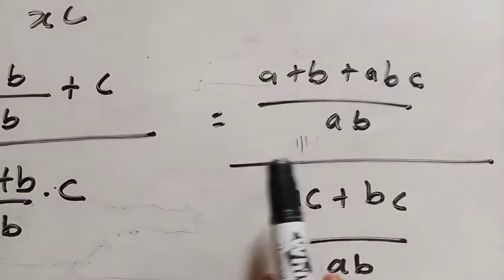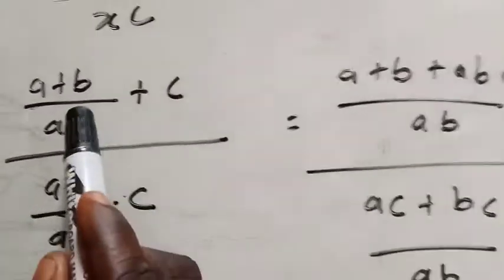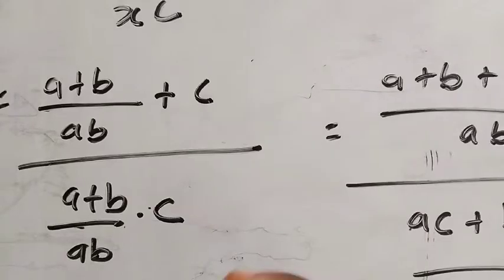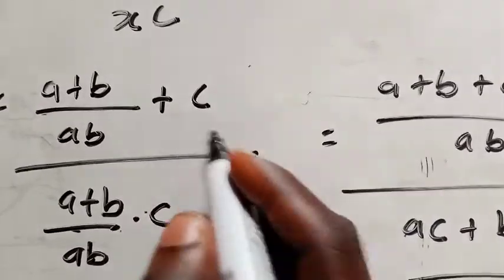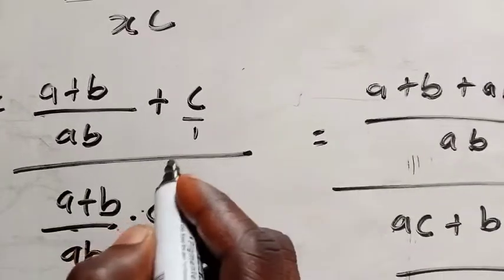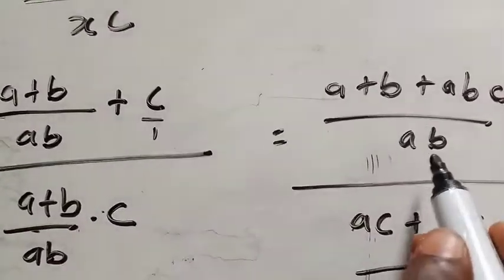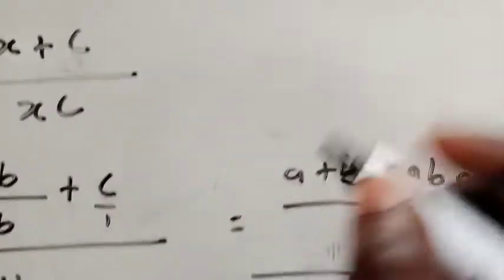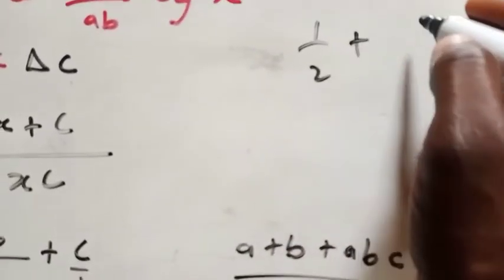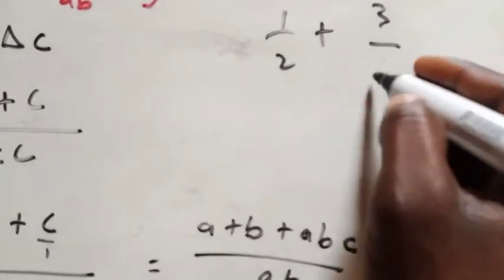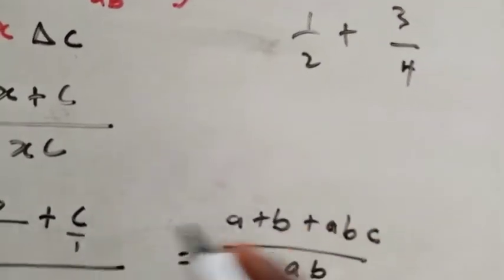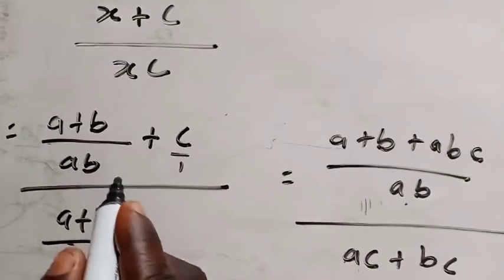So if you expand, this is what I'm going to get. Remember the top here is a fraction, so you have to find the least common multiple. You assume that this is over 1. The least common multiple is ab. If you don't know how to solve this fraction, it is similar to something like 1 over 2 plus 3 over 4. If you know how to solve this, then you should know how to solve these variable cases.